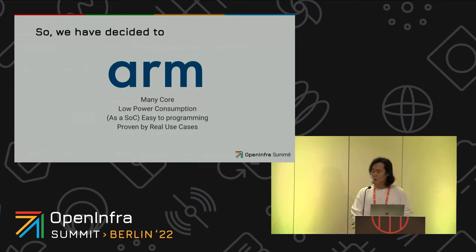it has many cores. However, due to the reduced instruction type, it has low power consumption. Nowadays, ARM has a handful of tool chains and an ecosystem the same as x86, so it is very easy to use and easy to program as a SoC. And recently, it has been proven by real use cases such as AWS or Apple. So that's the time for us to accept a new type of architecture.